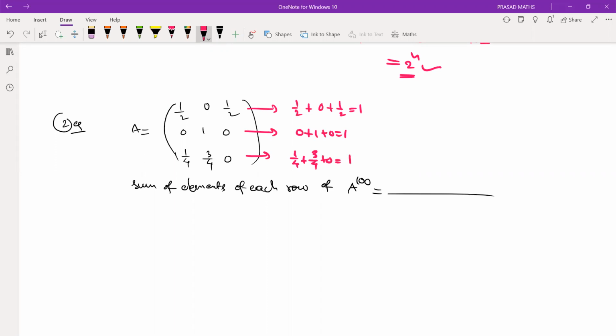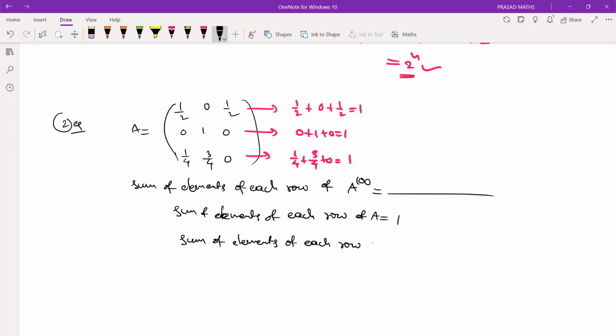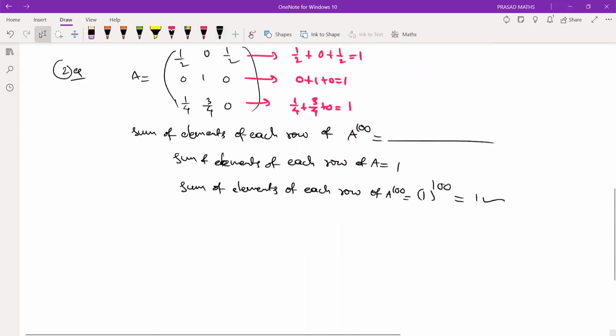Therefore, what you observe is that the sum of elements of each row of A is 1. So there is a formula: the sum of elements of each row of A power 100 is 1 power 100, that is actually 1. Is it clear?